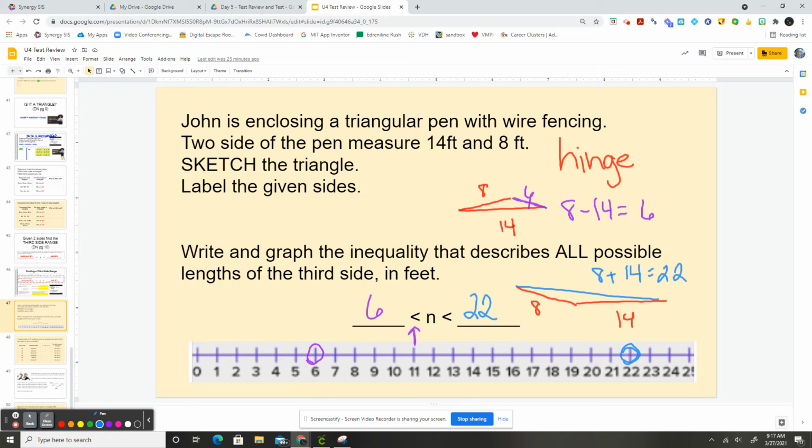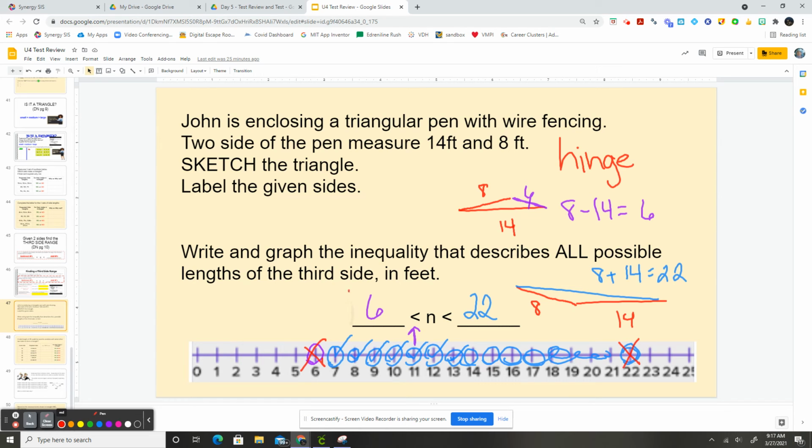8 plus 14 is 22. My triangle would be flat. So if you're looking for correct answers, it could be 8, it could be 7, it could be 9, it could be 10, it could be 11 or 12 or 13 or 14, 15, 16, or any of those decimals in between. What it cannot be is 6, and it cannot be 22.